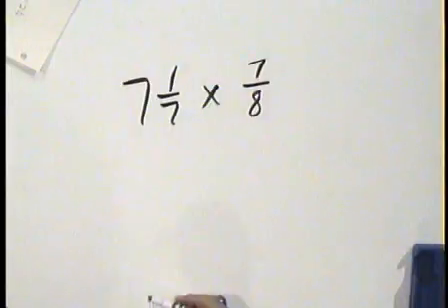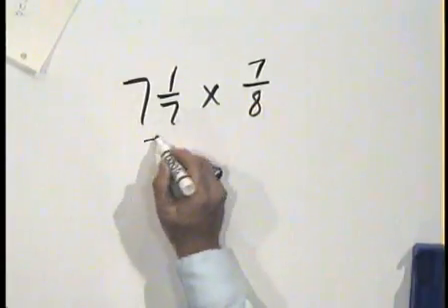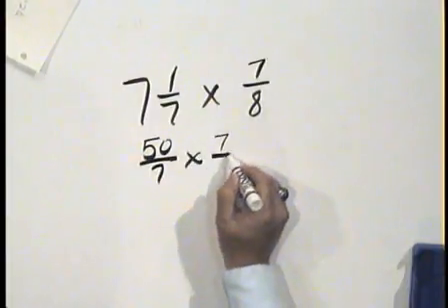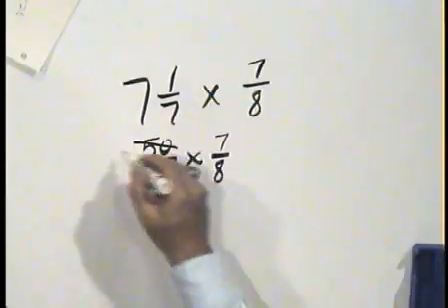Okay, the first step is to change the numbers to fractions. Well, 7/8 does not need to be changed to a fraction. It already is one. But 7 1/7, let's see, 7 times 7 is 49, plus 1 is 50/7 times 7/8. The second step is to cancel. Is there a number that divides 50 and 8? Well, yes, they're both even numbers, so they're divisible by 2.